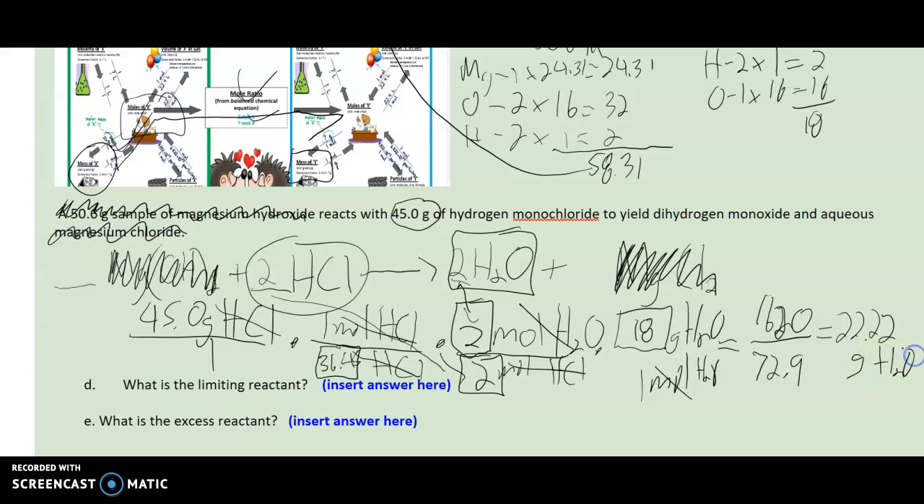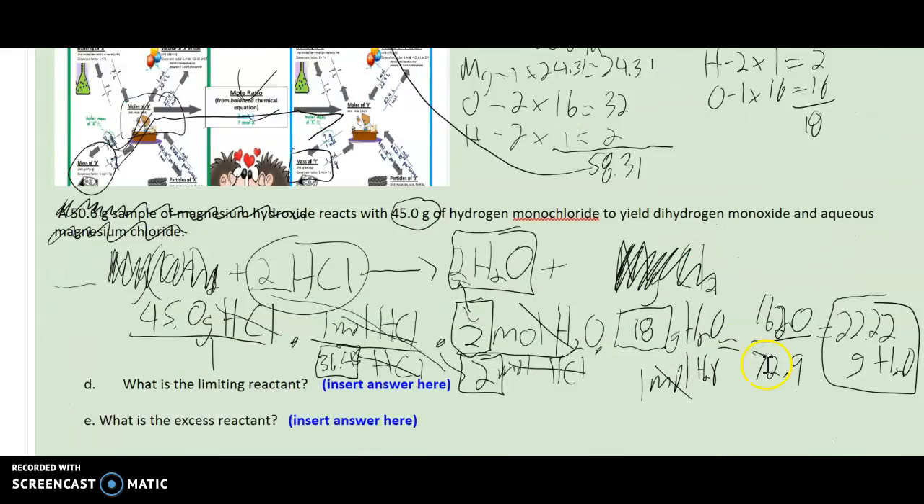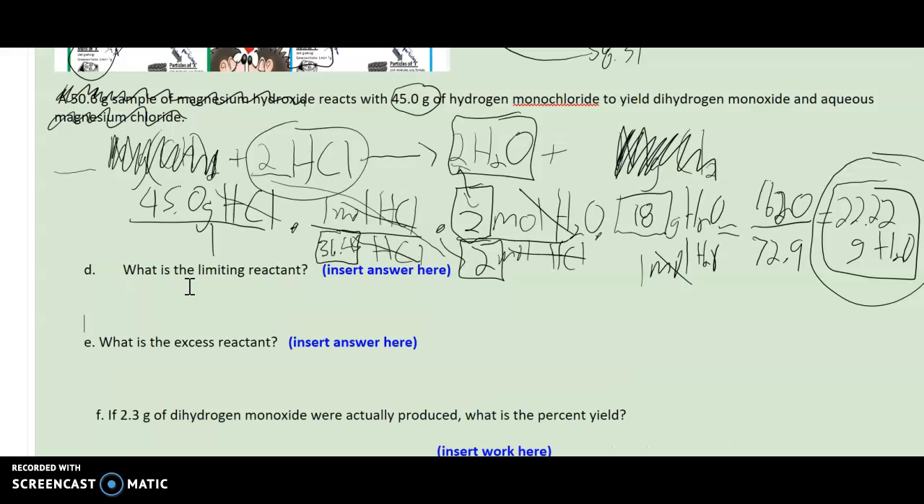Grams H2O. All right, so now I have to do some comparison. I have to see which number is smaller, because I have to find my limiting reactant. So if I use up all of my HCl, I make 22 grams. If I use up all of my magnesium hydroxide, I make 31 grams. Because 22 is smaller, this is going to be the reactant I have to use. This is my limiting reactant right here. My limiting reactant is the one I did with this problem. It's HCl, because it produced less product.